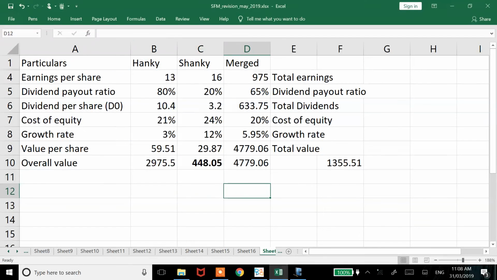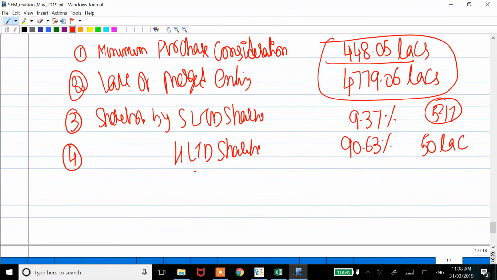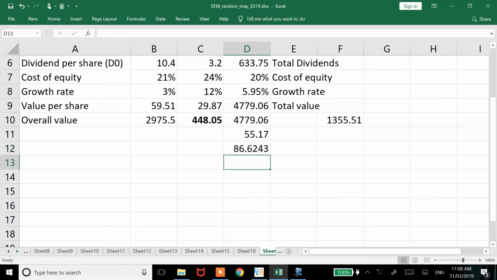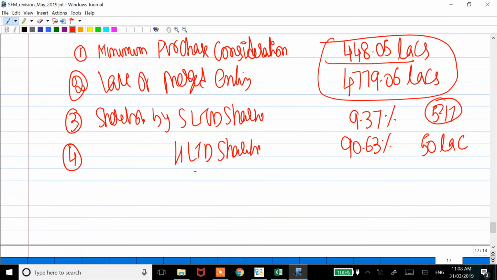Now, if I do this calculation, this is just to understand, 55.17 will be the number of shares. The share price will become some 86 rupees, and I'll get a consideration of this into 5.17. This will be my value. My value is 447, that difference is rounding difference. If at all this happens, the number of shares will be 55, share price will touch 86, and my consideration is going to be 447 lakh, which matches with the consideration I wanted.